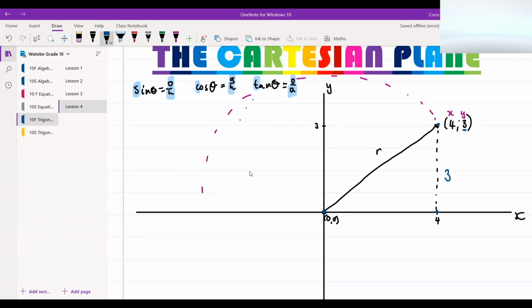Now, from the 0 over here to my x value over here, I moved 4. I moved 4 to the right and 3 upwards. So what that tells me is that I can use this proportion. This is my y value and this is my x value, and I can use it to find theta. I can also use these two things to find my radius because this is technically a right-angled triangle.